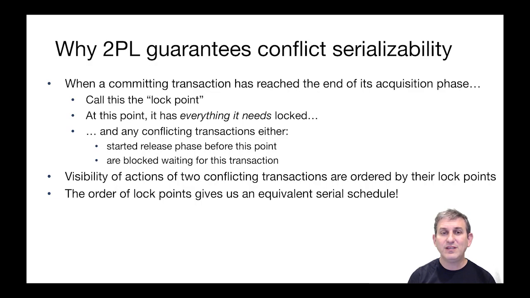In the end, then, the visibility of actions of two conflicting transactions are ordered by their lock points. Two conflicting transactions will see data in the order that their lock points occur in time. And therefore, the order of lock points gives us an equivalent serial schedule to the schedule that we get from two-phase locking.